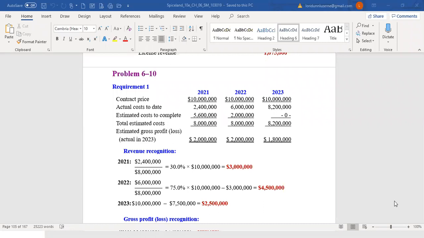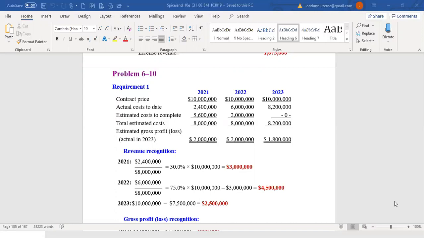Now look at 2022. We don't take the costs just for 2022 in our numerator. What are we determining here? How much of the project is complete by the end of the second year? Not how much was completed in the second year, but how much of the entire project is completed by the end of the second year. 6 million is how much we have spent in actual costs of the expected total of 8 million. So 75% of the project is completed.